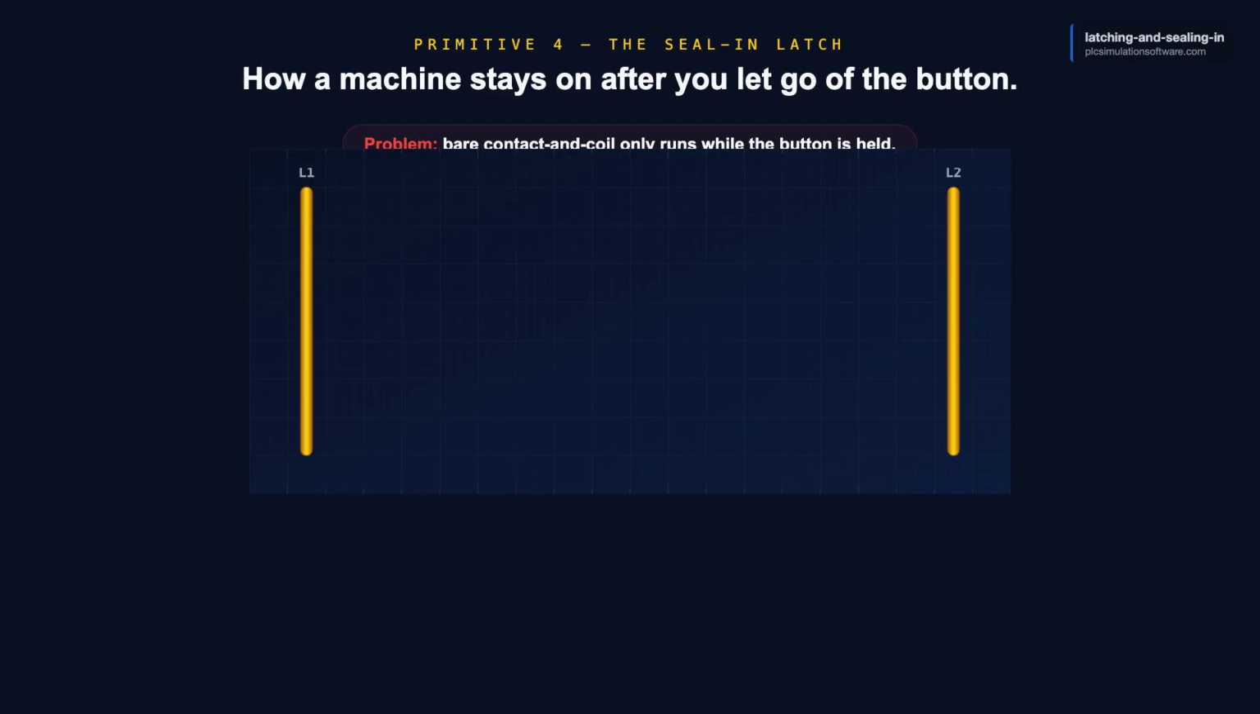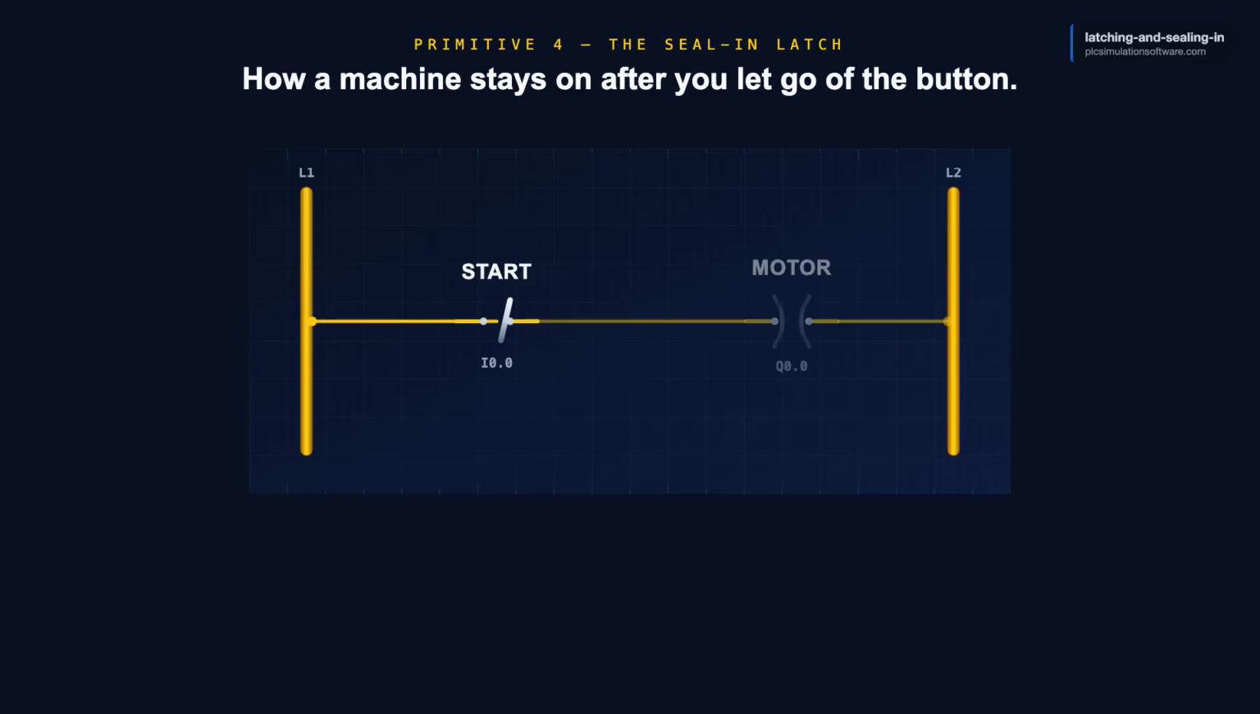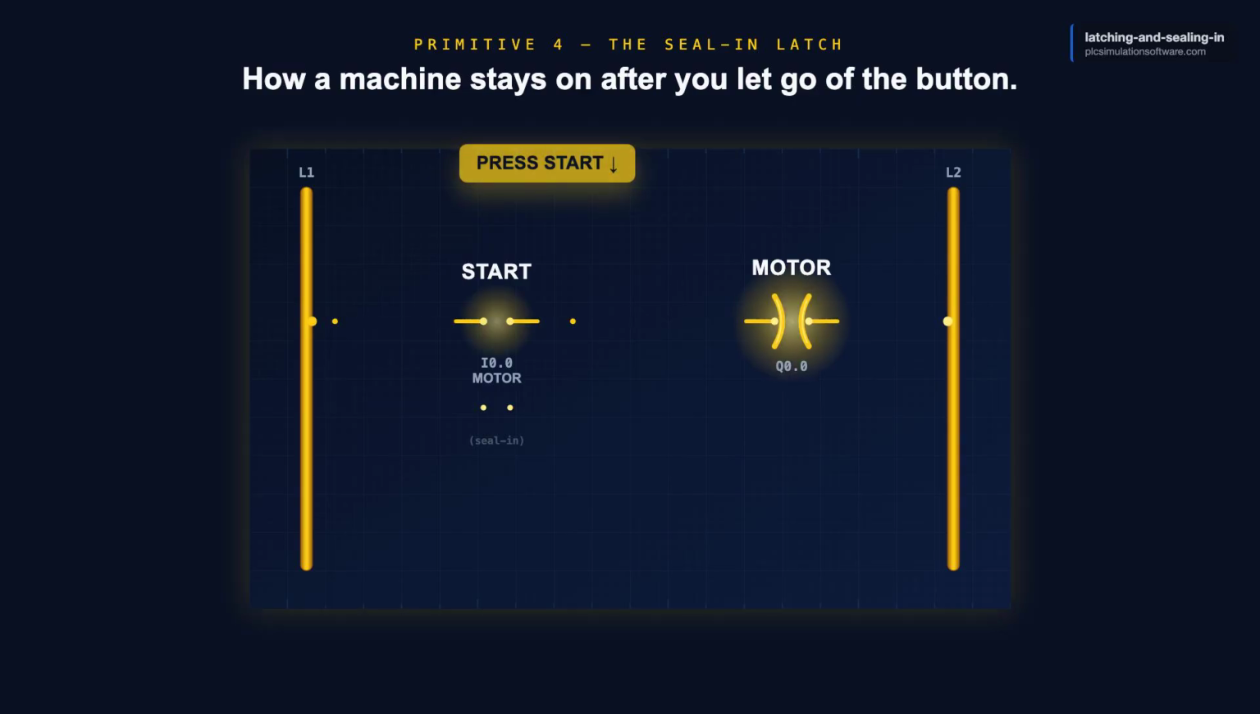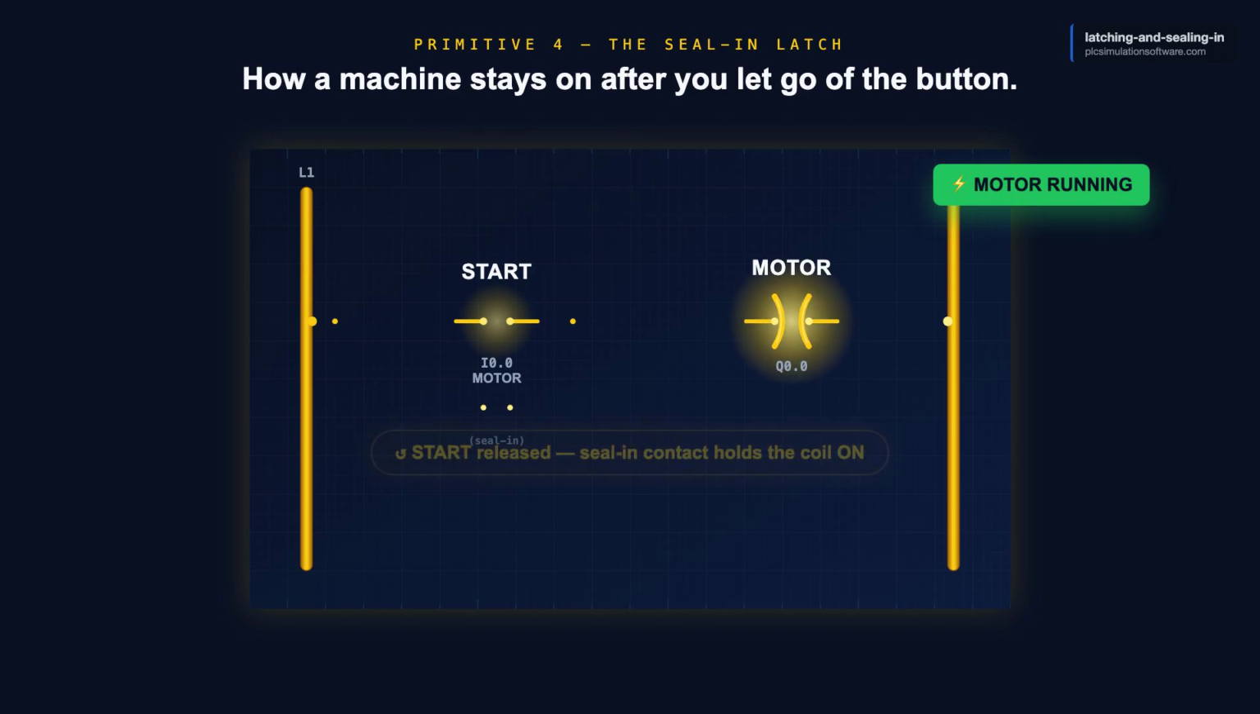The fourth primitive, and the most important one, is the seal-in. The seal-in is how a real machine stays on after the operator lets go of the button. A bare contact-and-coil rung only runs while the button is held. That is no good for a conveyor or a motor. The seal-in pattern fixes it with a parallel branch and 1 extra contact. On the main path is the start contact in series with a stop contact, then the coil. In parallel with start is a second contact that reads the coil's own output.